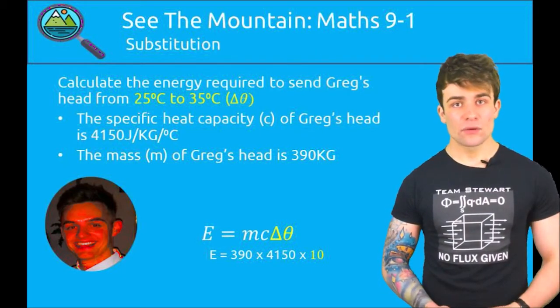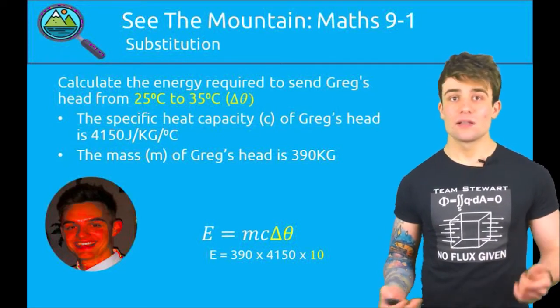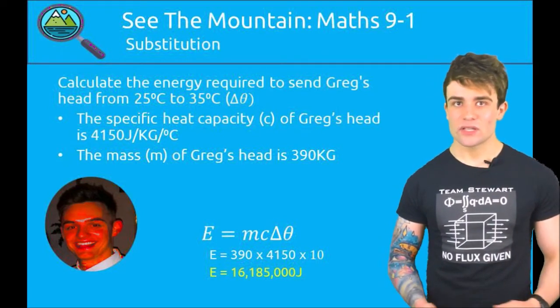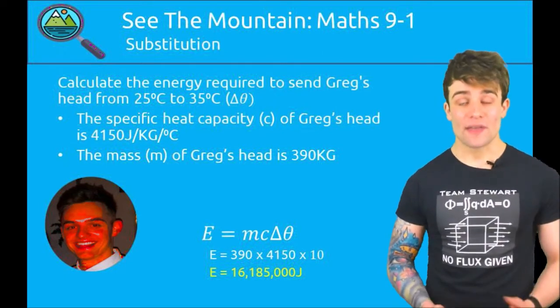And now all we have here is 390 times 4,150 multiplied by 10. Timesing those numbers together gives us the energy. Now that is all that is required, and that's as hard as it can get. So thanks for bearing with us.